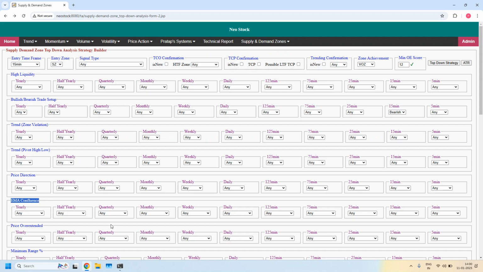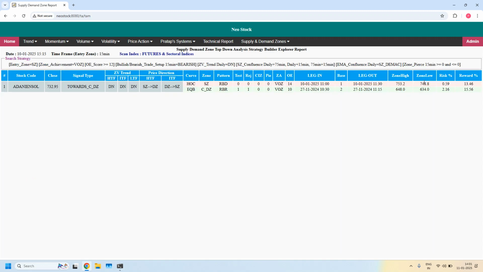In the EMA confluence at a daily time frame. Why daily? Because the entry time frame 15-minute zone is part of the 75-minute zone. Again, both together part of the daily zone. That's why we are looking for daily supply zone having daily EMA confluence. Because it is a bearish trade setup and we are looking for daily EMA confluence, the trend on daily time frame should not be sideways. It can be downtrend because bearish trade setup. So let's filter the stocks. We got 1 stock. So this is even more high probability trade setup supported supply zone.